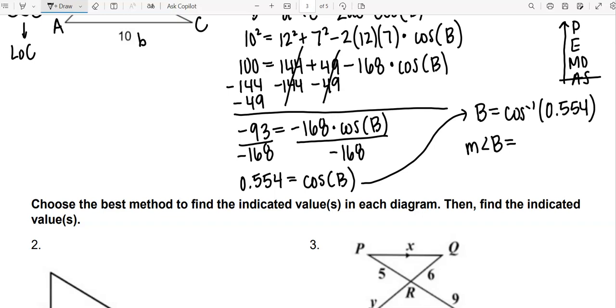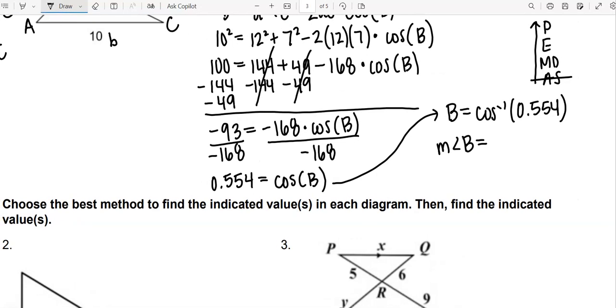What do we get? Is your calculator in degrees? Anybody else get 56? So remember this is an angle, so how do I round it? Just 56. Nearest whole number for angles.